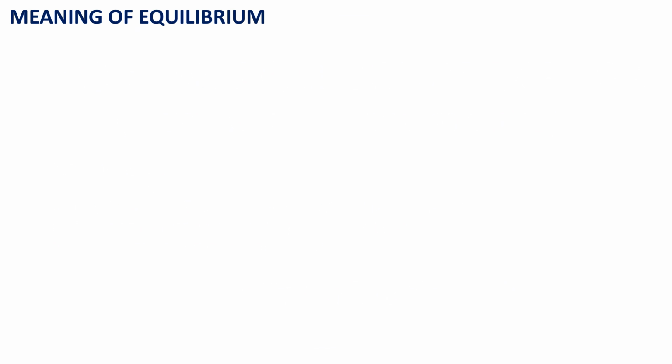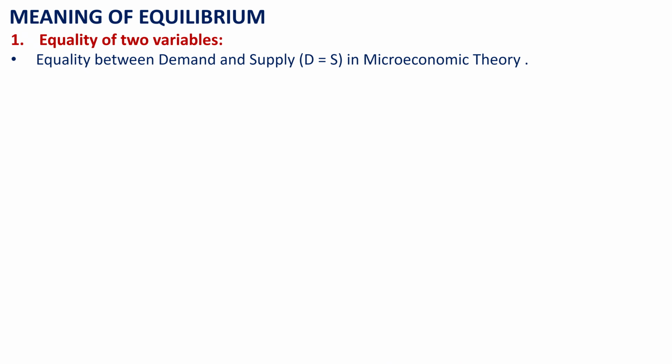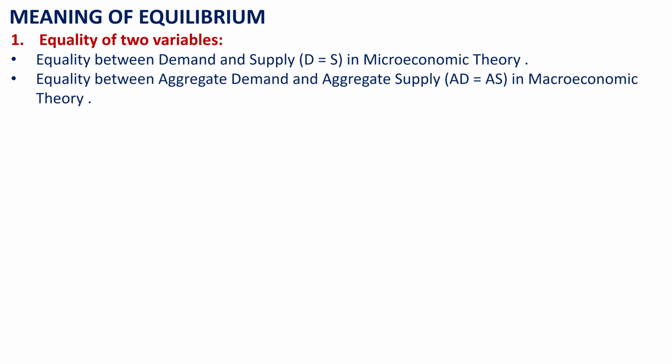There are two ways of understanding the meaning of equilibrium. In the first, we talk of equilibrium as the equality between two variables. In microeconomic theory, we talk of the equality between demand and supply. And in macroeconomic theory, we talk of the equality between aggregate demand and aggregate supply.